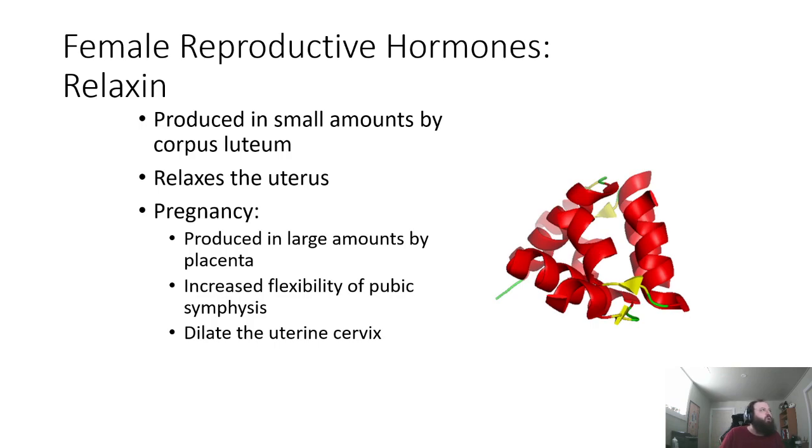Relaxin is another hormone associated with the female reproductive system. It's produced in small amounts by the corpus luteum. Its job is to relax the uterus by inhibiting contractions of the myometrium. It is thought that implantation of a fertilized egg occurs more readily in a quiet uterus, which is not contractile. In pregnancy, the placenta will start producing a lot of relaxin, and at the end of pregnancy, the relaxin will serve to increase the flexibility of the pubic symphysis so it can stretch to accommodate the baby being delivered, and for the same reason dilate the uterine cervix. Obviously, both of these things speed up the delivery process.